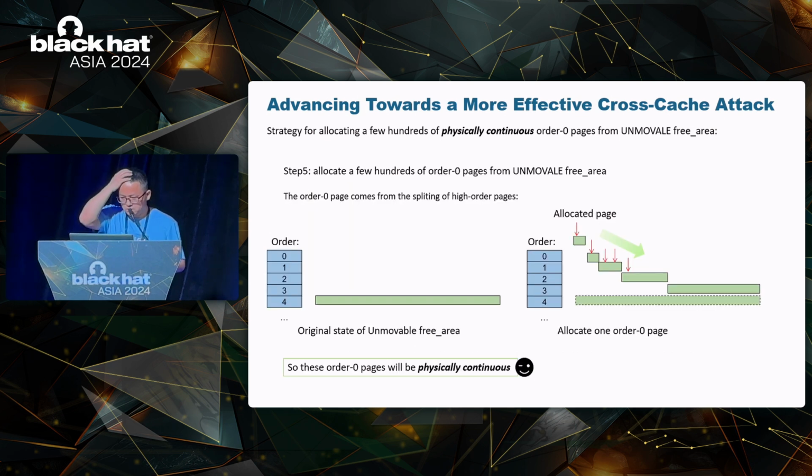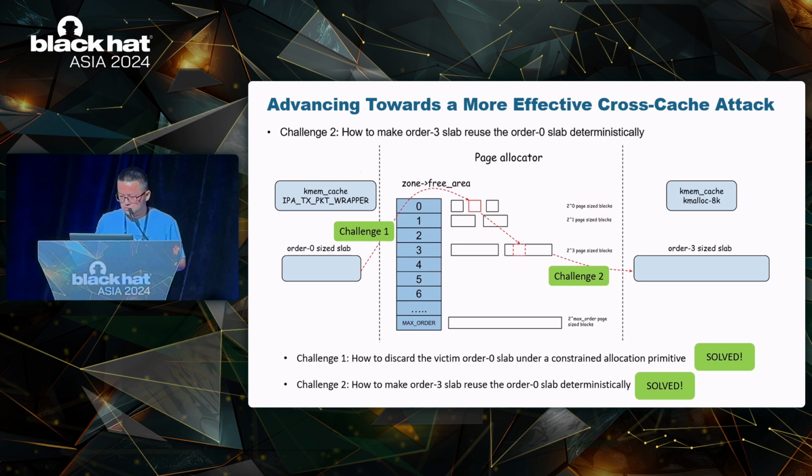Under this condition, order 0 pages come from the splitting of high order pages. This guarantees these order 0 pages will be physically continuous. So we just solved the second challenge.